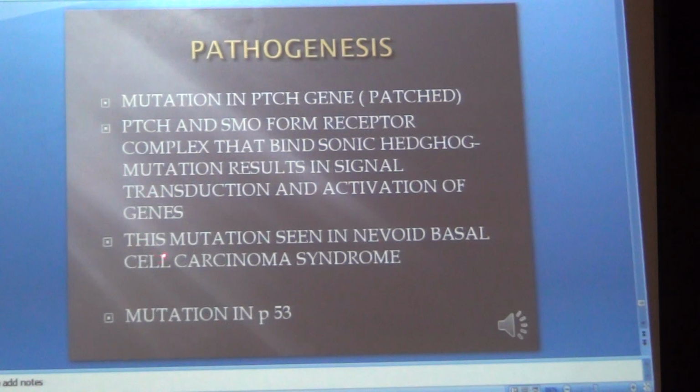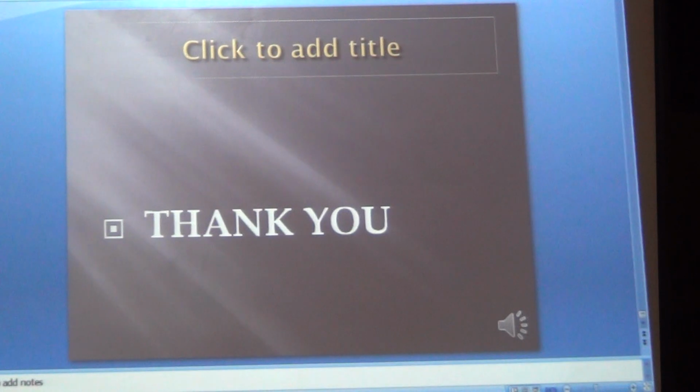This PTCH mutation is also seen in a rare condition called nevoid basal cell carcinoma syndrome. Mutation in P53 is also noticed in some basal cell carcinomas. Thank you.